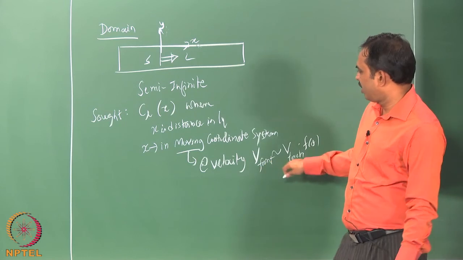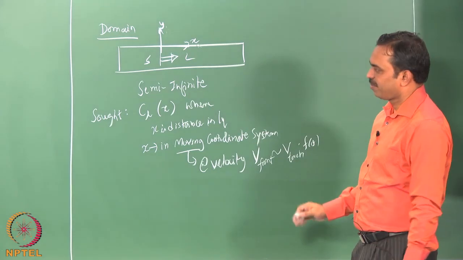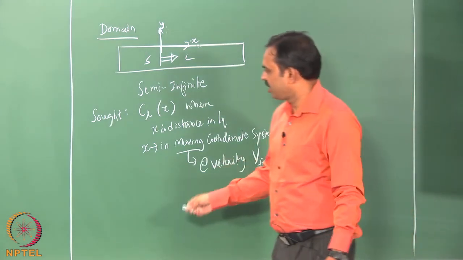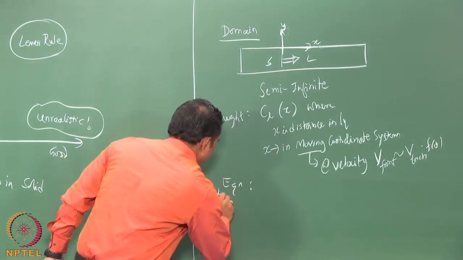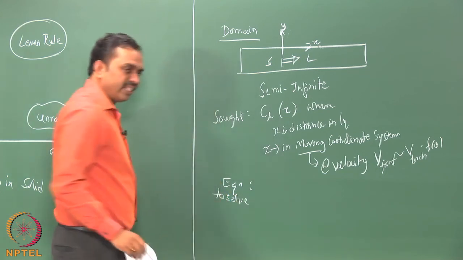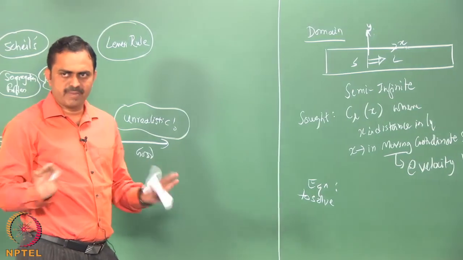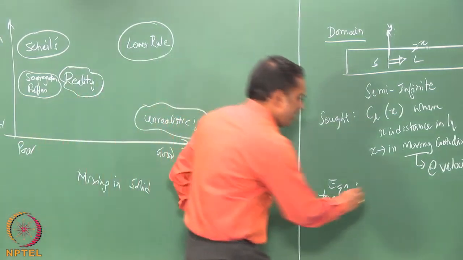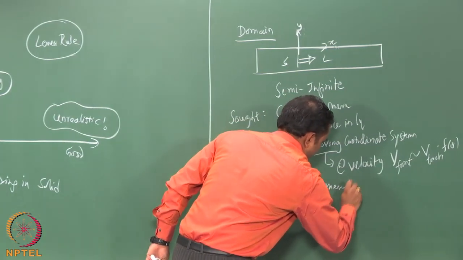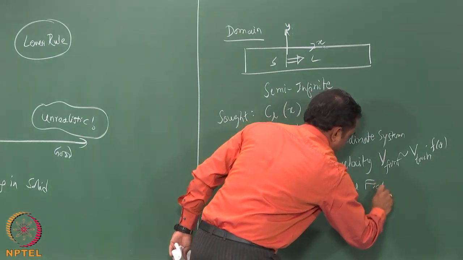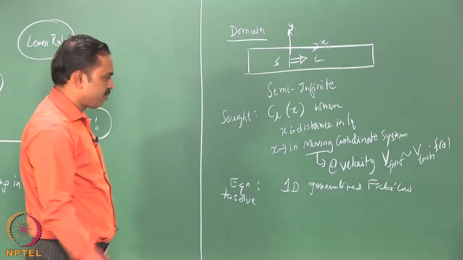So, in other words, we are going to have the equation written in a moving coordinate system and the solutions are going to be applied. And what would be the equation that we need to solve? The equation to solve is nothing but the solute segregation model that we have done earlier. It is the same equation, basically 1D generalized Fick's law, which we have already derived or compared with thermal modeling.